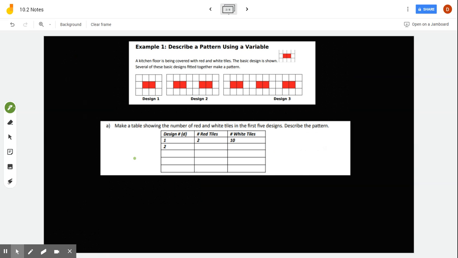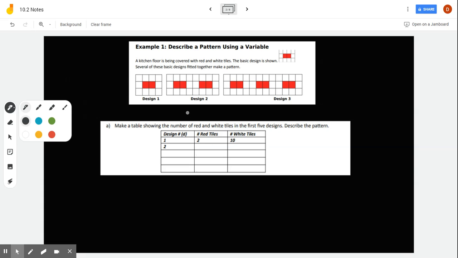We're going to go over example 1 now that you find in your notes, and it's describing a pattern using a variable. So the question is: a kitchen floor is being covered with red and white tiles. The basic design is shown. Several of these basic designs are fitted together to make a pattern. So in design 1 here, design 2 is 2 of those basic designs, and in design 3 there's 3 basics. First step, no matter what the situation, is to always make a table, and one has already been provided for you, so we're just going to continue making it.